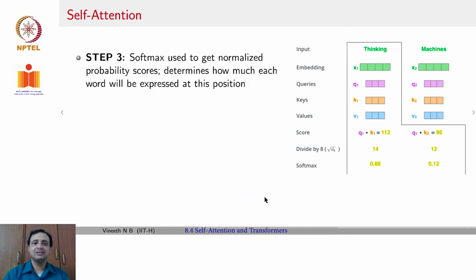Once this is done, the next step is to use softmax to get a distribution of the attention of each of the words in the sequence with respect to the word under consideration. So once you get these scores 14 and 12, you can do a softmax on them to get a weight for the first word, a weight for the second word with respect to the first word. We are still processing the first word here.